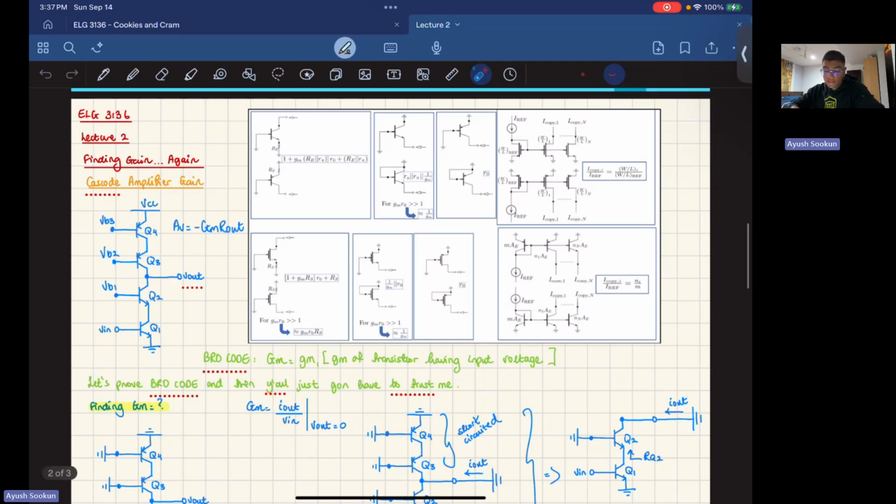So today we're going to learn how to find the gain again. Because in life in general, gains are important in the gym, and gains are important in electronics as well. So we got to lock in.